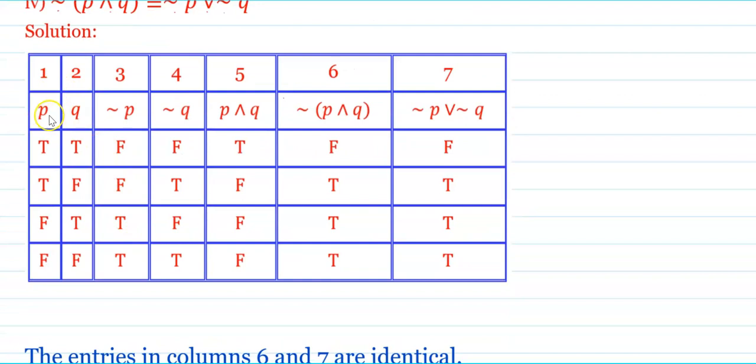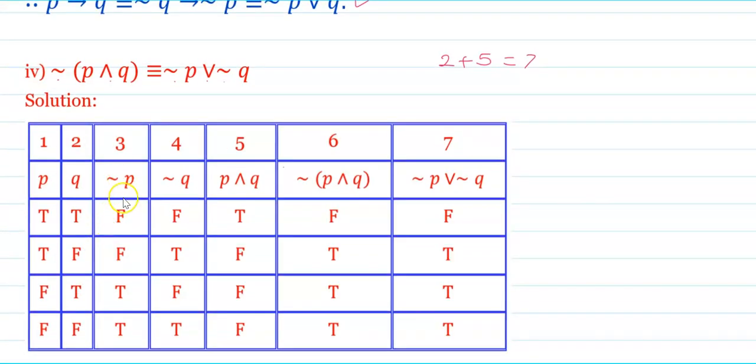P means what? Double T, double F. Q means what? TF, TF, in this way. Negation of P: negation of T is F, negation of T is F, negation of F is T, negation of F is T. Negation of Q: negation of T is F, negation of F is T, negation of T is F, negation of F is T.